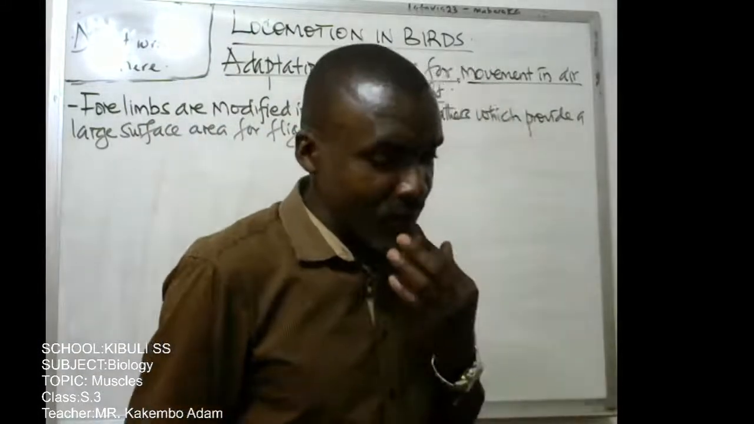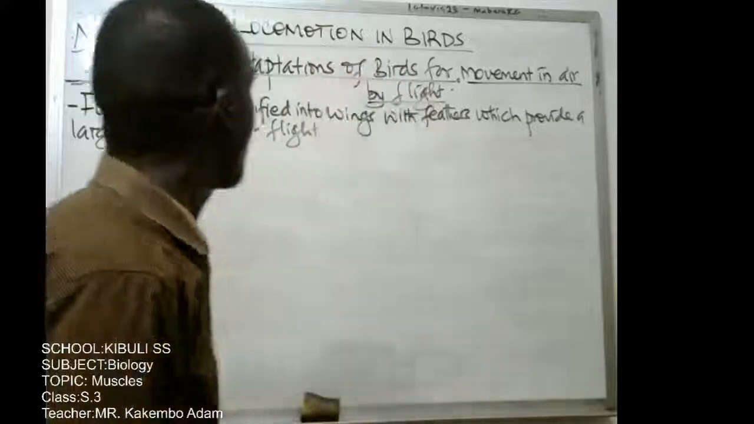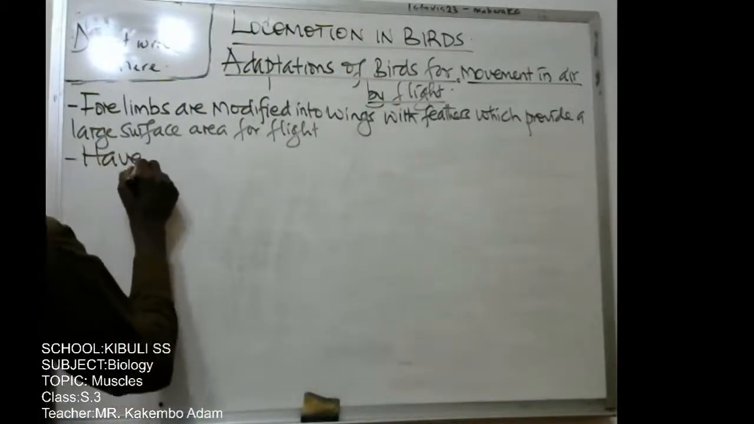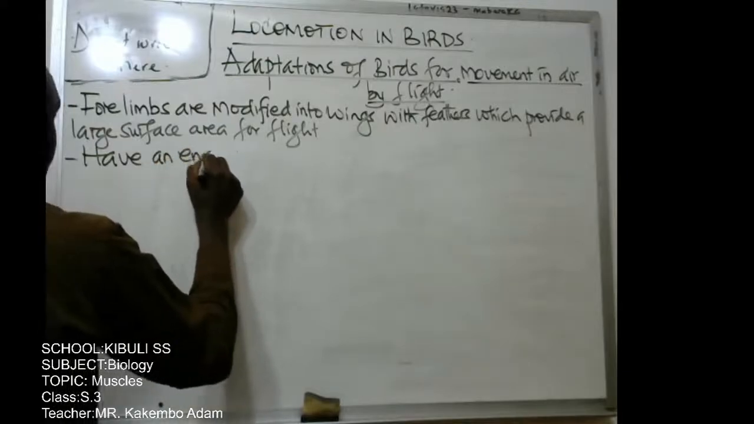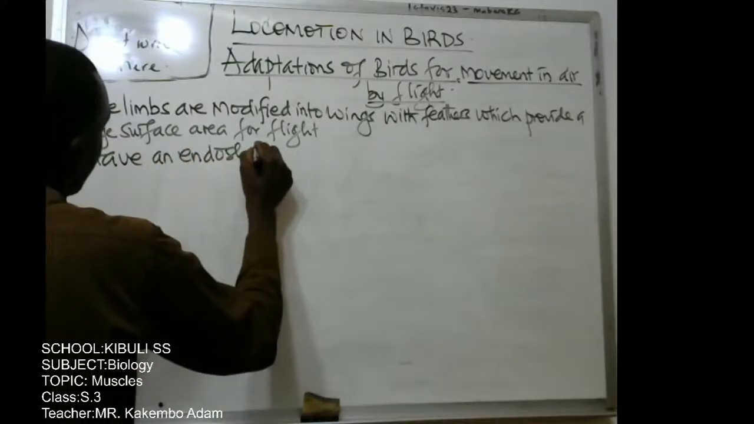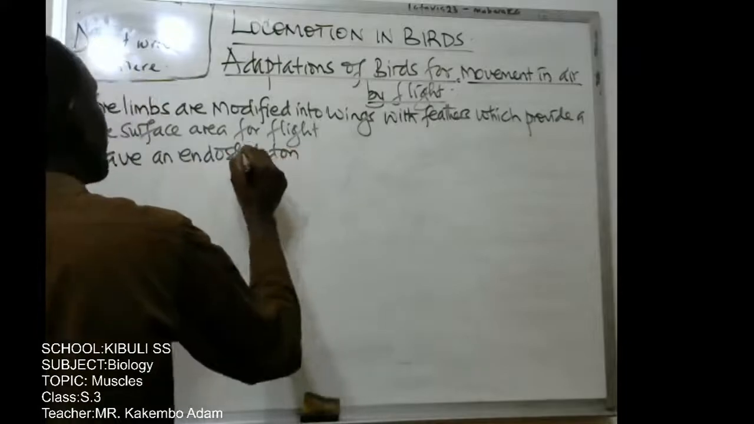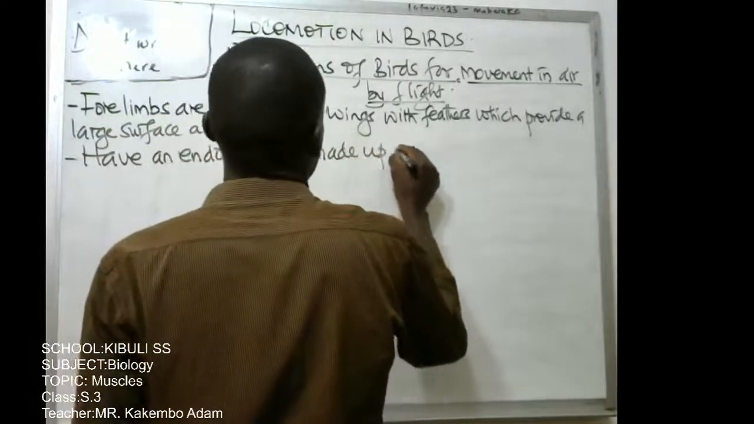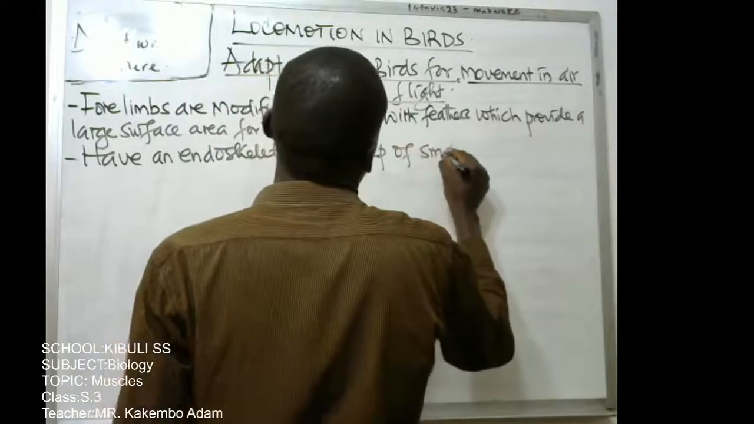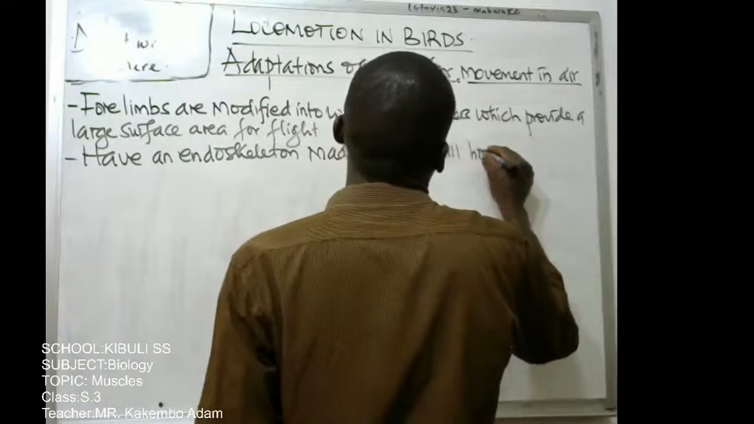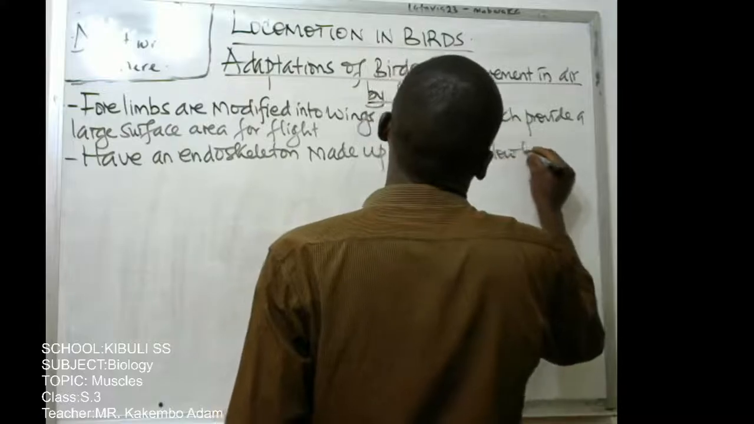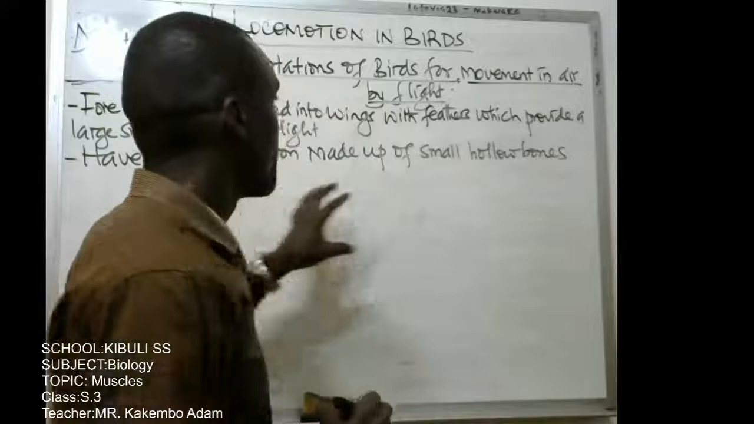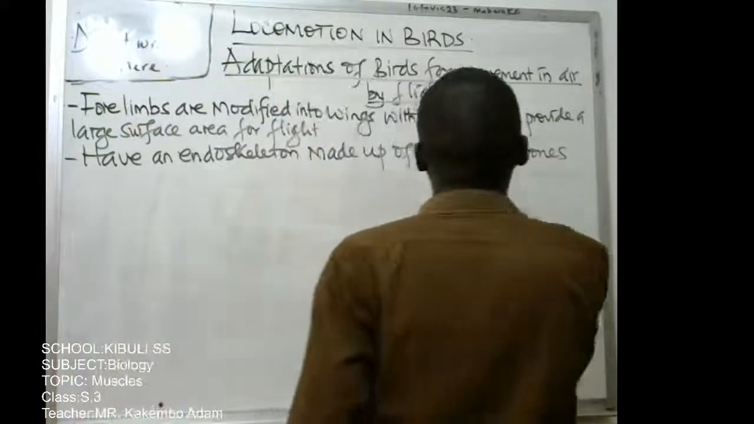Then the endoskeleton is made up of small hollow bones. Birds have an endoskeleton made up of small hollow bones.